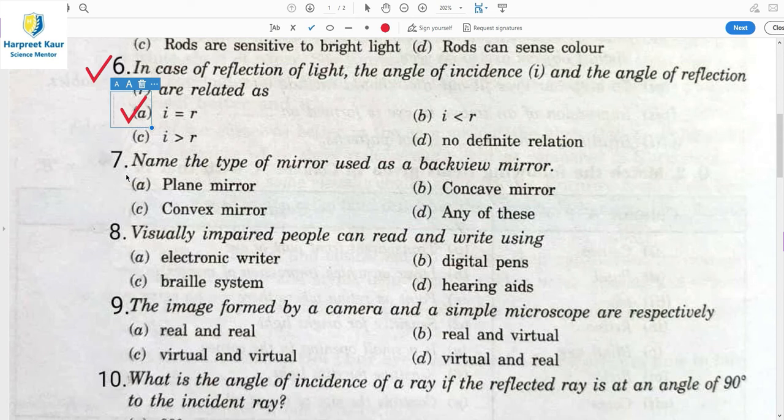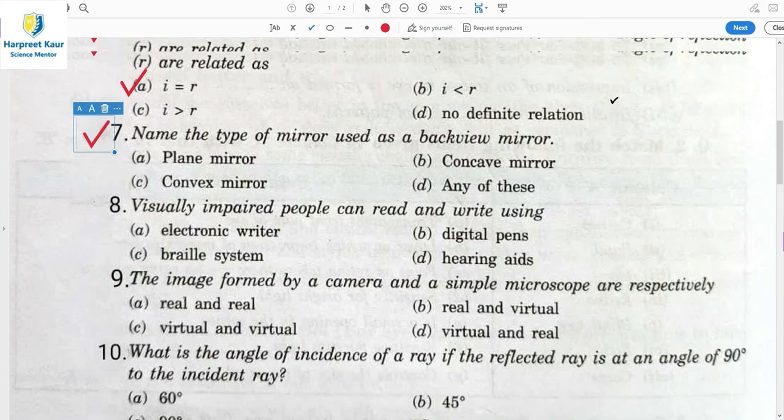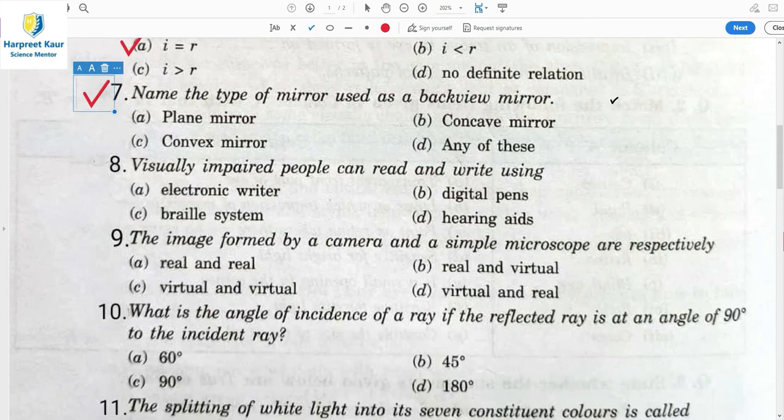And second is the angle of reflection is always equal to the angle of incidence, that is angle I is equal to angle R, so option A is the right answer. Question 7, name the type of mirror used as a back view mirror.